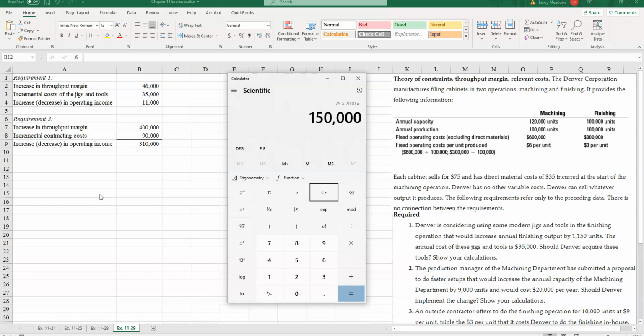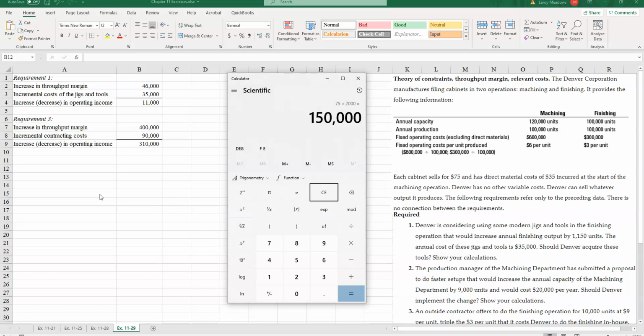Between the last exercise and this exercise, hopefully you get a better understanding of constraints: which products we should focus on, as we did in the last exercise, and then in this one, what is our bottleneck? What is constraining us from putting more out?